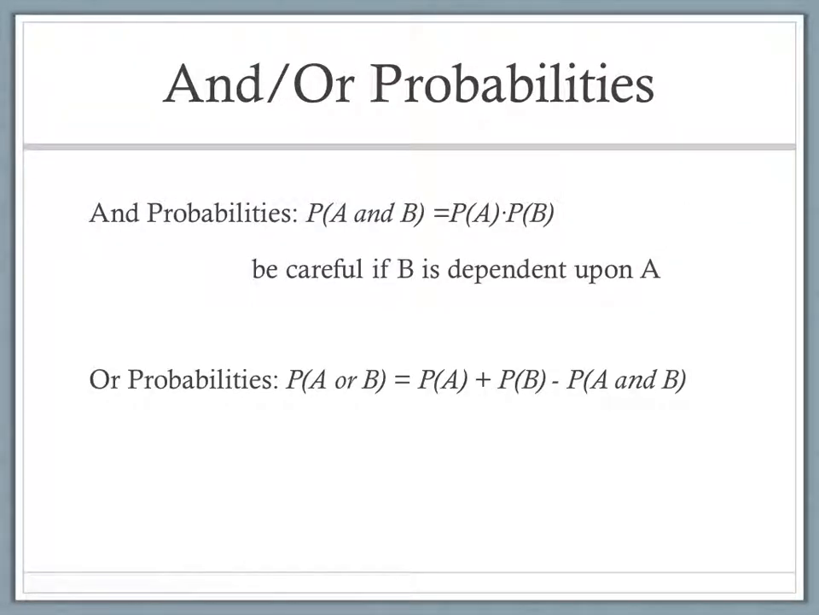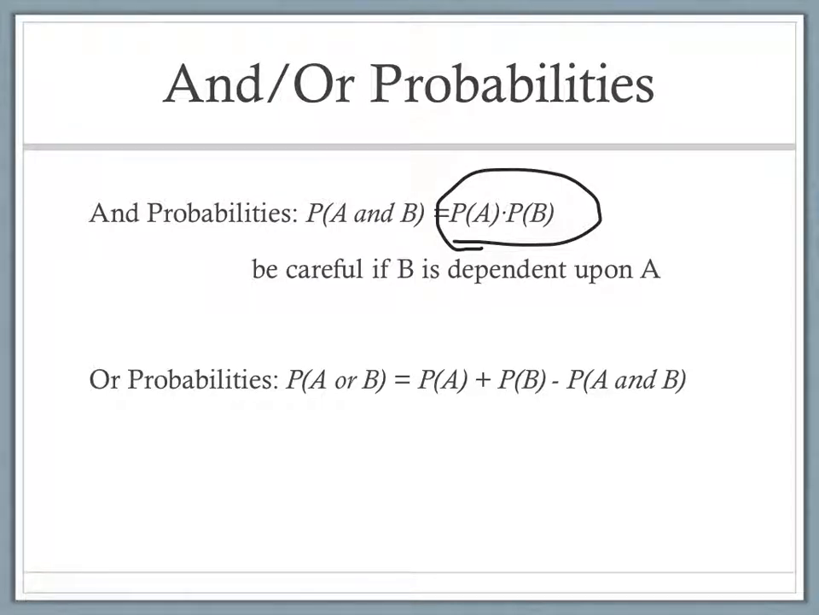Alright, so when we're talking about and probability, where we want one thing to happen and then we want the second thing to happen, so we do two events and we want them both to occur, we will actually multiply the probability of the first thing happening with the second thing happening. Now be careful, sometimes the first one will depend on the second one, and we'll look at those examples later.